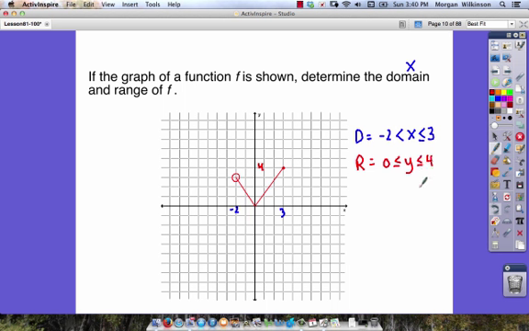This is an example of a function that doesn't have a domain or range of all real numbers. It's restricted because the graph only goes for a limited time on the x-axis and the y-axis. Let's look at another example.